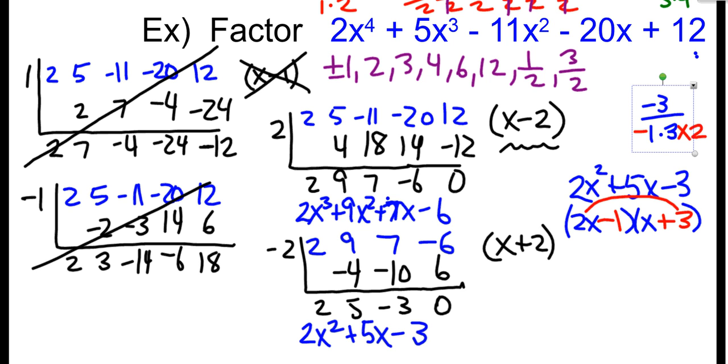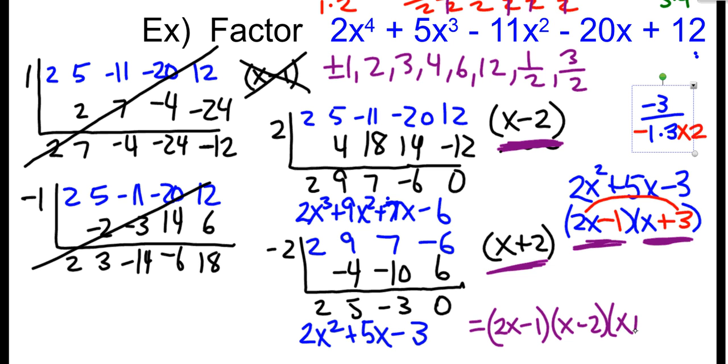Okay, now we are finished. We've got a factor of this, x minus 2, and x plus 2, and 2 more factors here. Okay, remember what we're trying to do. We're trying to factor. So the answer is going to be 2x minus 1 times x minus 2 times x plus 2 times x plus 3.